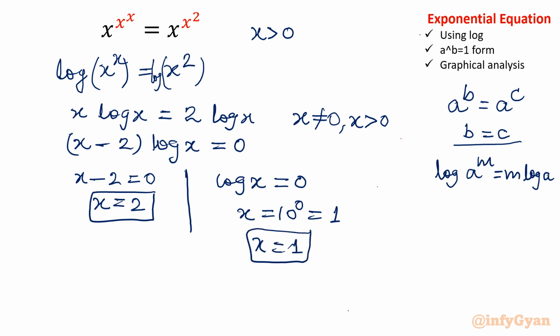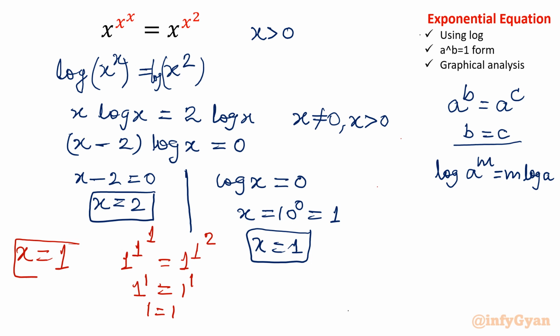Let's check the solutions. We will calculate. Let x equal to 1. So the value will be 1 raised to the power 1 raised to the power 1 equal to 1 raised to the power 1 raised to the power 2. So 1 raised to the power 1 is equal to 1. So 1 power 1 equal to 1 power 1. So 1 equal to 1. That means x is equal to 1 is true. 1 is a true solution.